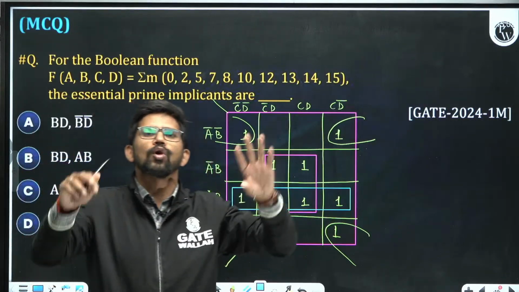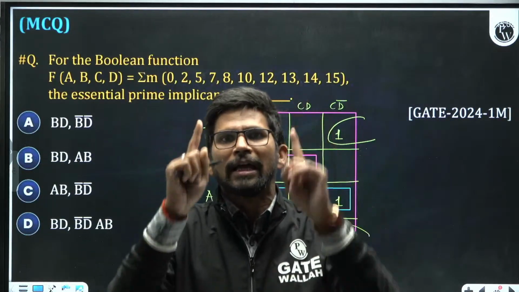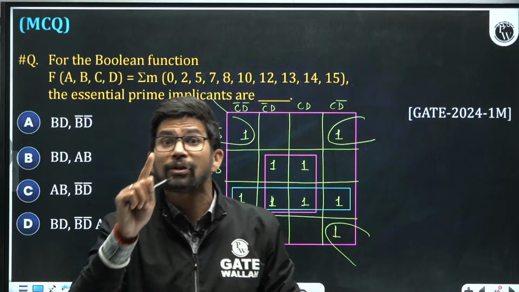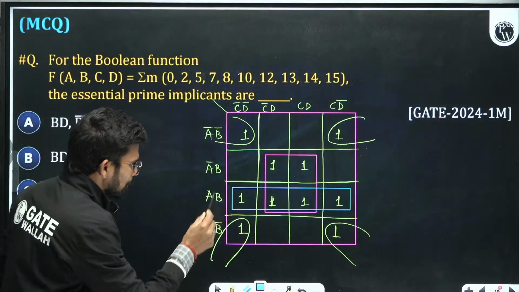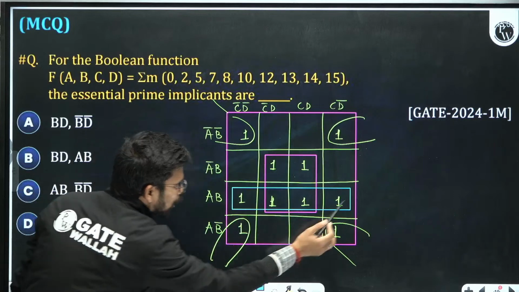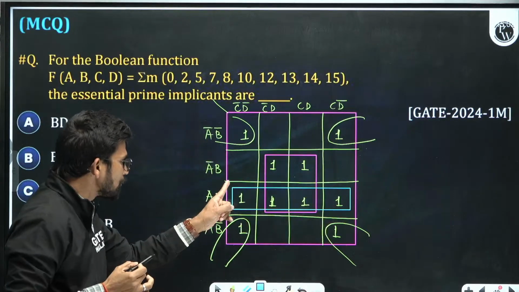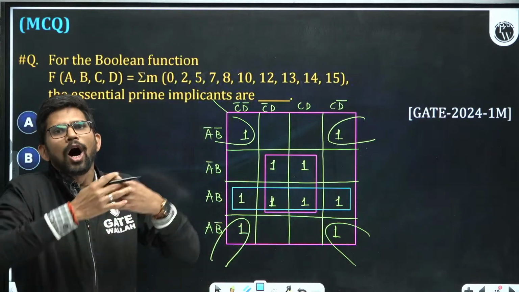So these two quads will definitely be there, because here a single one is there which has only this option. But this one has two options, this quad option also, this quad option. It will make this quad. Now all the ones are used.